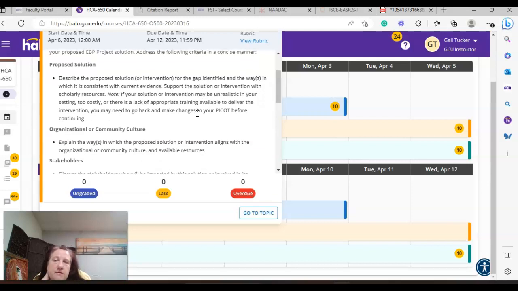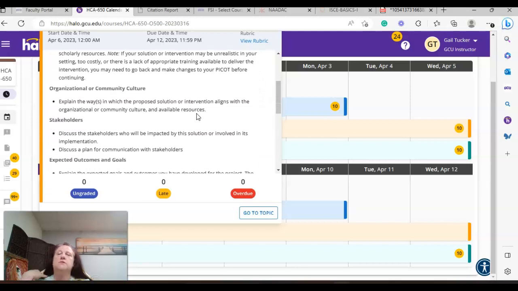Then you're going to go into organizational community culture. And this sounds a little similar to some of the other things you may have addressed in other papers, especially stakeholders. I know you've addressed that before. But in organizational community culture, another heading, I want you to talk about wherever you're going to do your project, and likely it's a place that you work at, right?